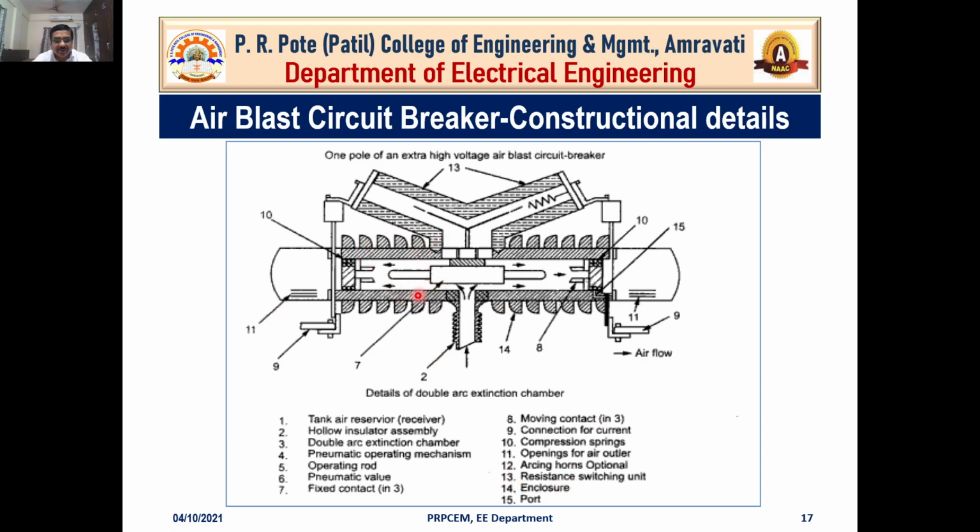So you can also extend this arc with the help of this arcing horn. And 13th one is the resistance switching units, where we are lengthening the arc. And 15th is the port. Some ports are there through which you can embed this particular circuit breaker. So this is the internal arrangement, and in the next lecture we will discuss the operation, how it will operate.